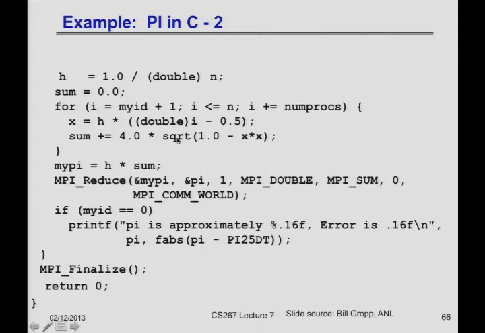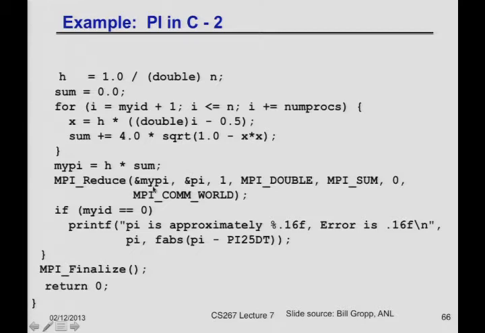And then the code itself is very simple. Here is perfectly sequential code. It's just summing the areas of all those little rectangles, and it's taking steps of numprocs, so it's jumping every numprocs rectangles. When it's finally done, it has its fraction of my value of pi, so that's one piece of the value. And then I do a reduction.